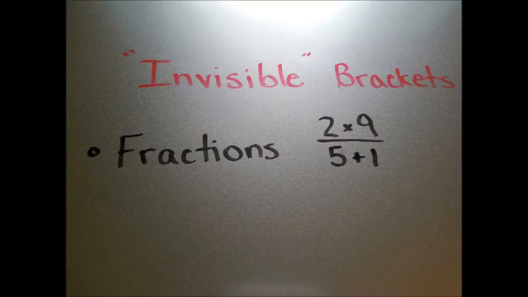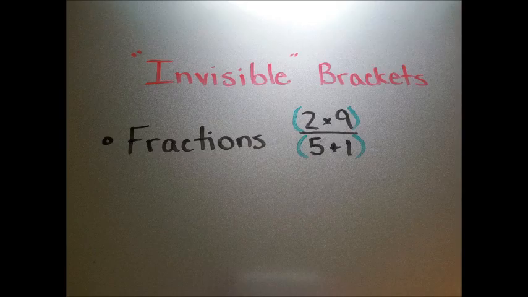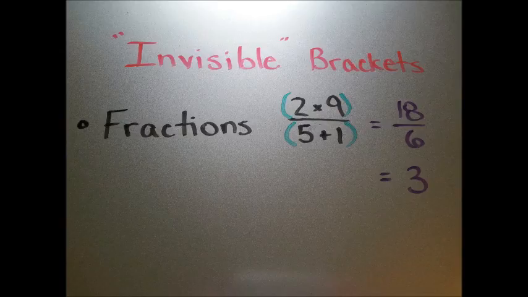Before we move on from brackets, we should also talk about invisible brackets. There are a few places in this course that we will run across invisible brackets. The first is in fractions. Any time that we see a fraction with more than one term in the numerator or the denominator, there are invisible brackets around the entire numerator and the entire denominator. So in this example, before we do our dividing, we'd look at the 2 multiplied by 9 and the 5 adding 1. So this fraction would become 8 divided by 16, which is equal to 3.